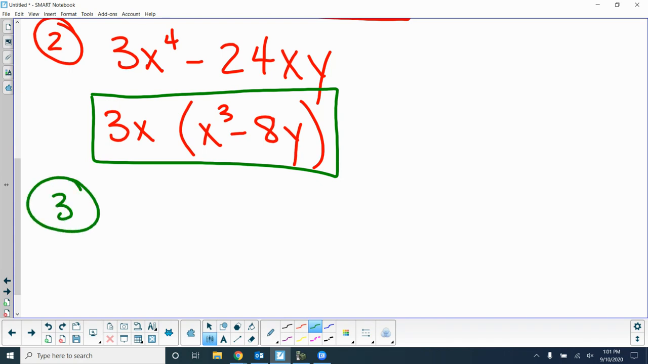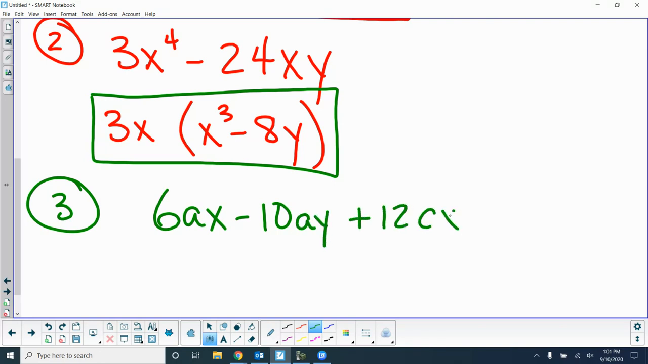Number 3, we've got 4 terms, so we're going to group it, but we should always do what first, Kennedy? Right, does this one have a GCF?